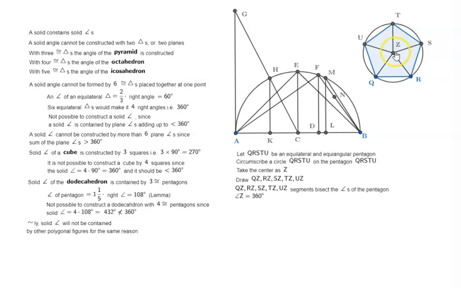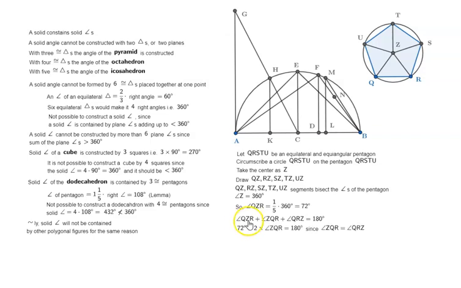The angle at Z is going to be 360 degrees. So which means angle QZR, we can take any one of these angles. I'm taking QZR. So angle QZR is equal to 1/5 of 360 degrees, which comes to 72. Let's take the triangle QZR. The angle QZR plus ZQR plus QRZ will be equal to 180 degrees. Angles of a triangle add up to 180 degrees.